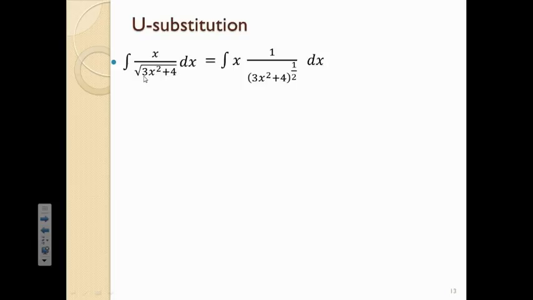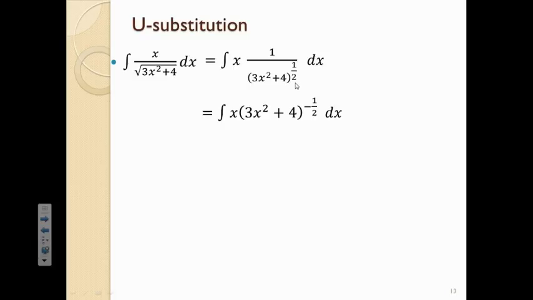Well, of course, this is 3x squared plus 4, and you take the square root of it, it's the same as the 1/2 power. So this becomes the integral of x times 1 over all of this to the 1/2 power dx. And then, of course, we can flip the second one over to get the integral of x times the quantity 3x squared plus 4 to the minus 1/2 power dx.